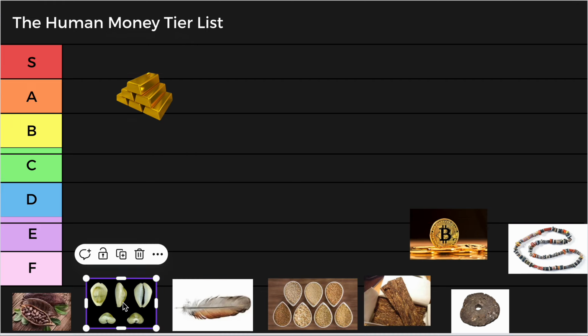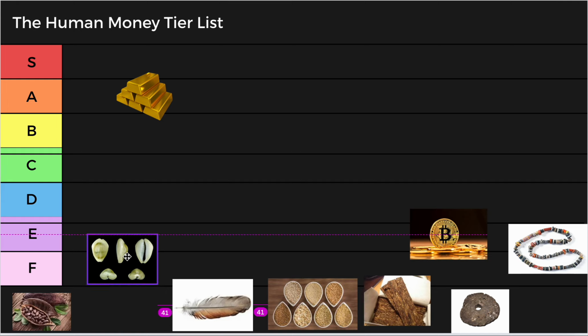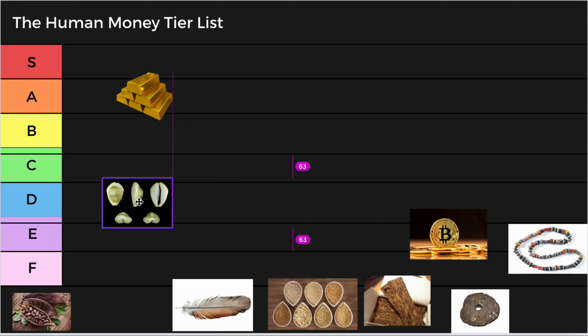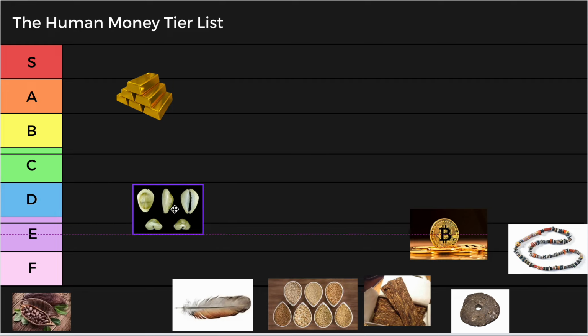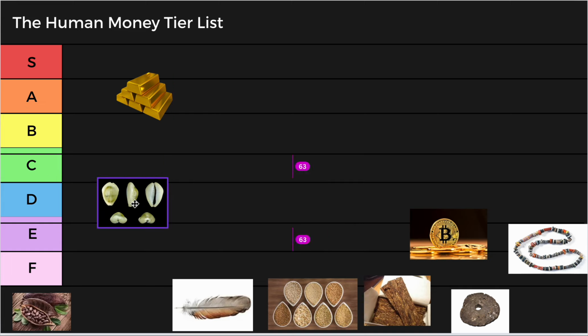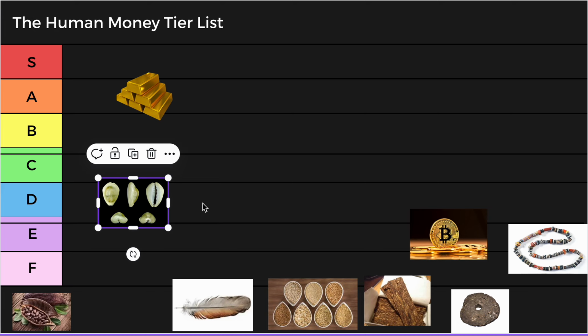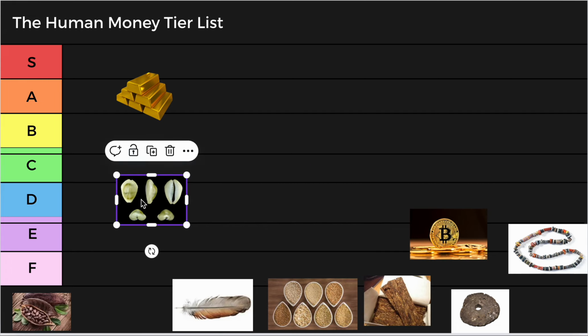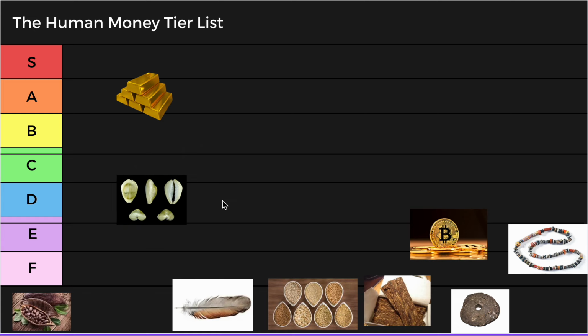So let's go with seashells. In terms of divisibility, very poor. You can't really divide seashells into many different units. They're extremely portable though. You can pack a lot of seashells into a small area and transport them across large distances. In terms of fungibility, it's very poor. Every seashell looks different than every other seashell. So in terms of having a unit of money that is fungible, it's just not going to be it for seashells.